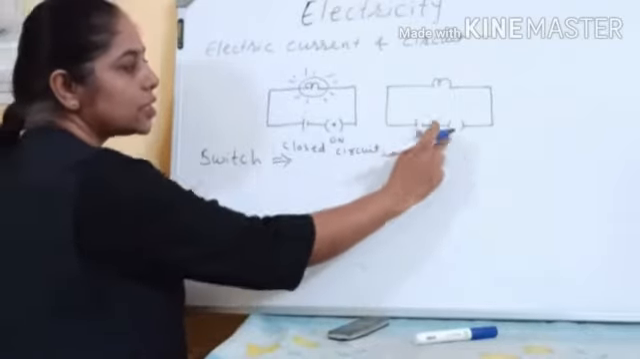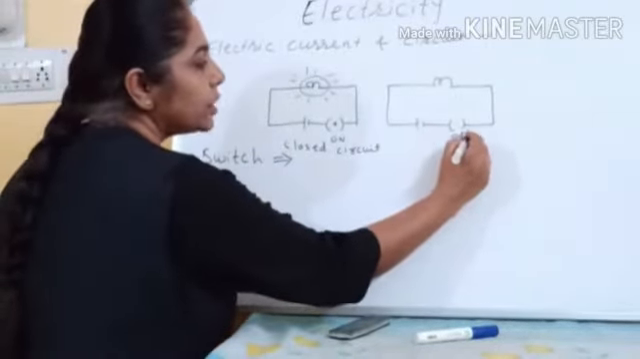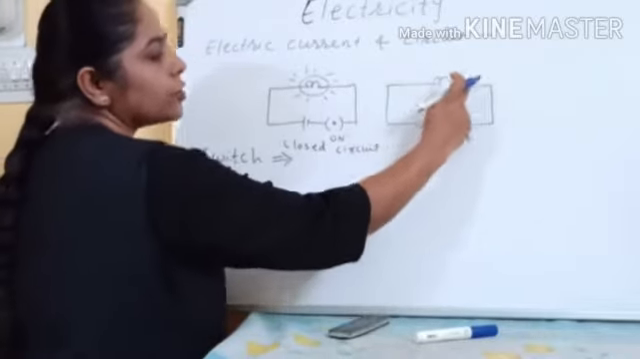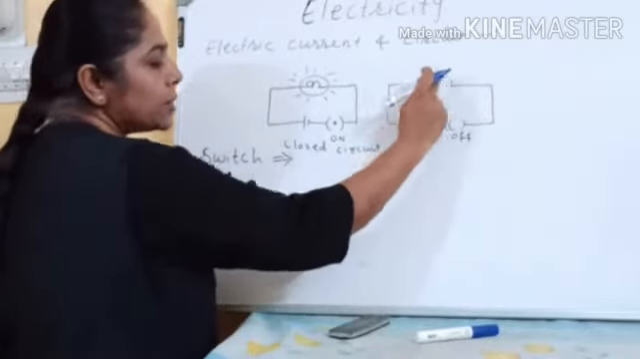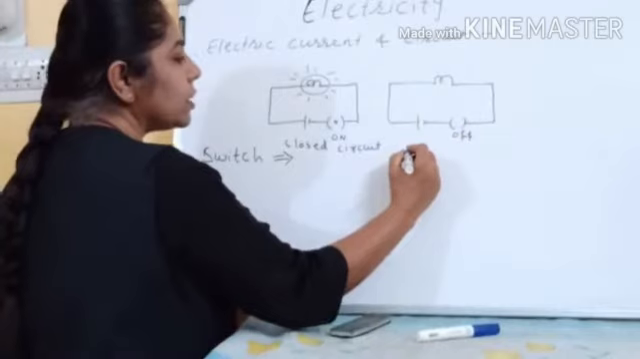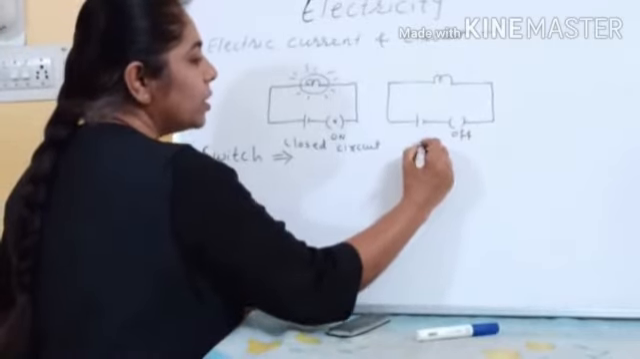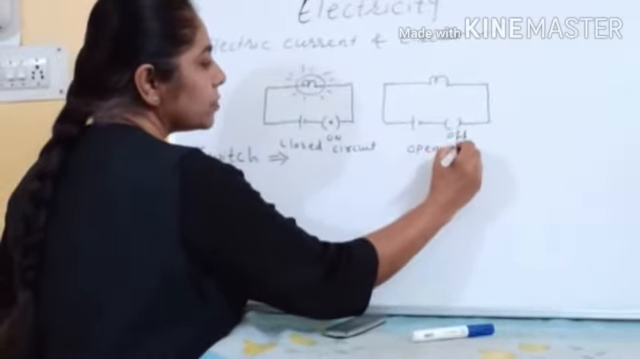In this case, the switch is off, so there is no flow of charges, so no bulb is glowing, so it is called an open circuit.